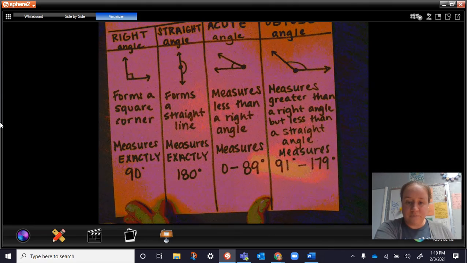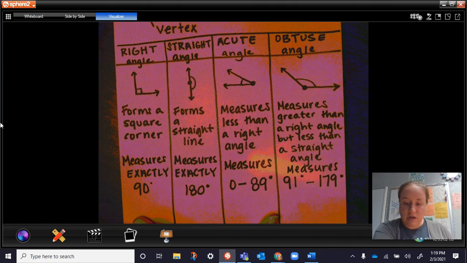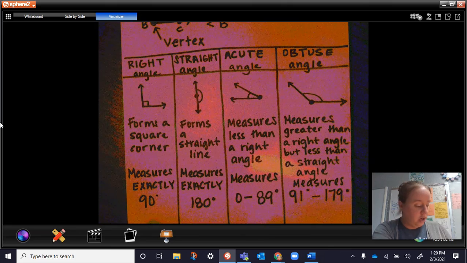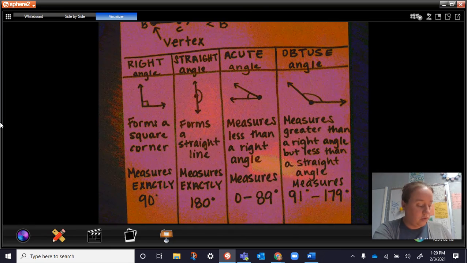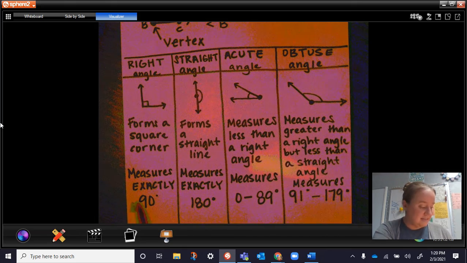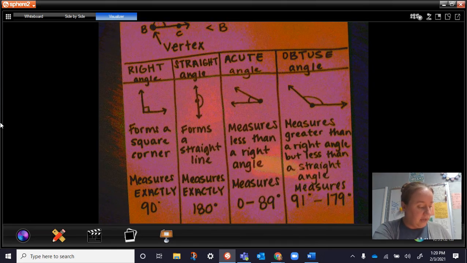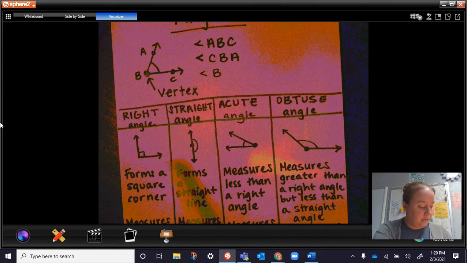So all of this here, there's not going to be a chart. There's not going to be any kind of reference. This all has to be memorized. So we need to be able to know the measurements. All of these ranges, all of these numbers where it says exactly this, exactly that, all the ranges right here, we have to know all of that. We have to know what these look like.